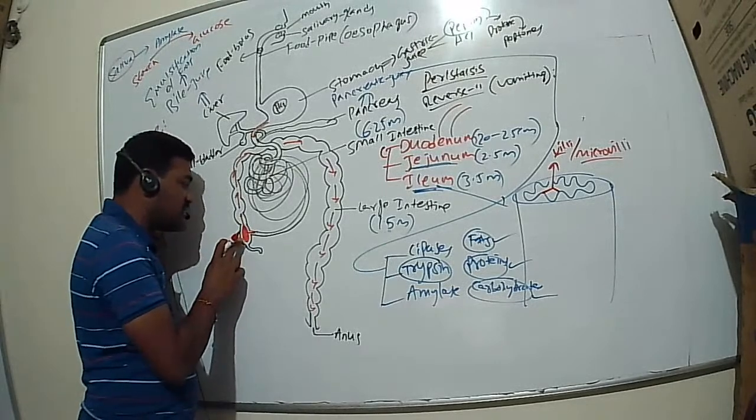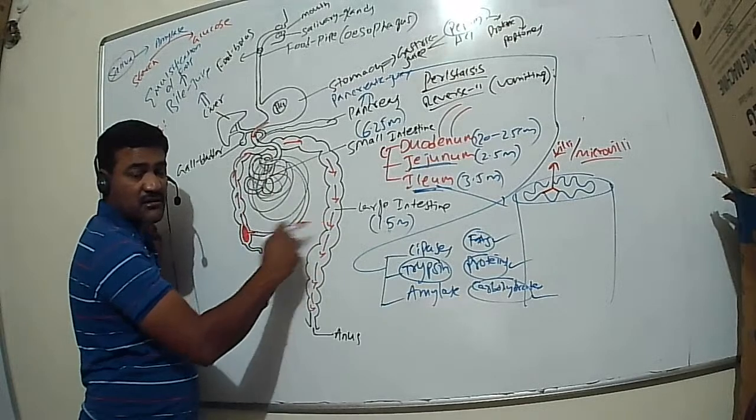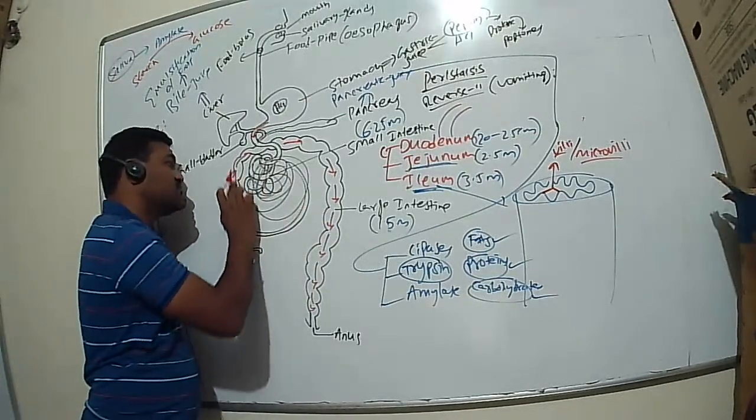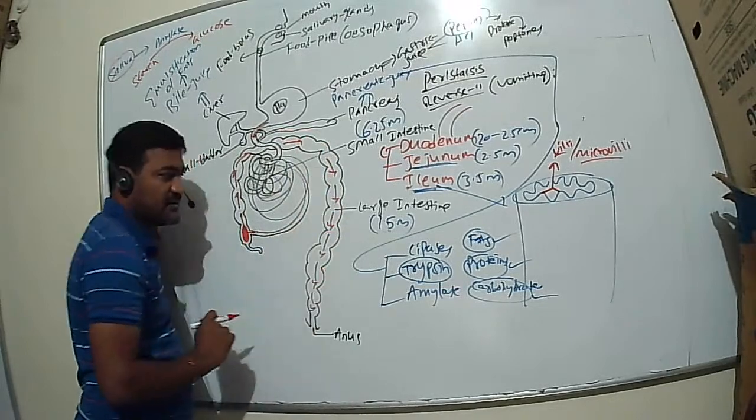But as that semi-solid undigested waste moves forward, this is also by peristalsis only. As it moves forward, the water is absorbed and it gets hardened, like that.